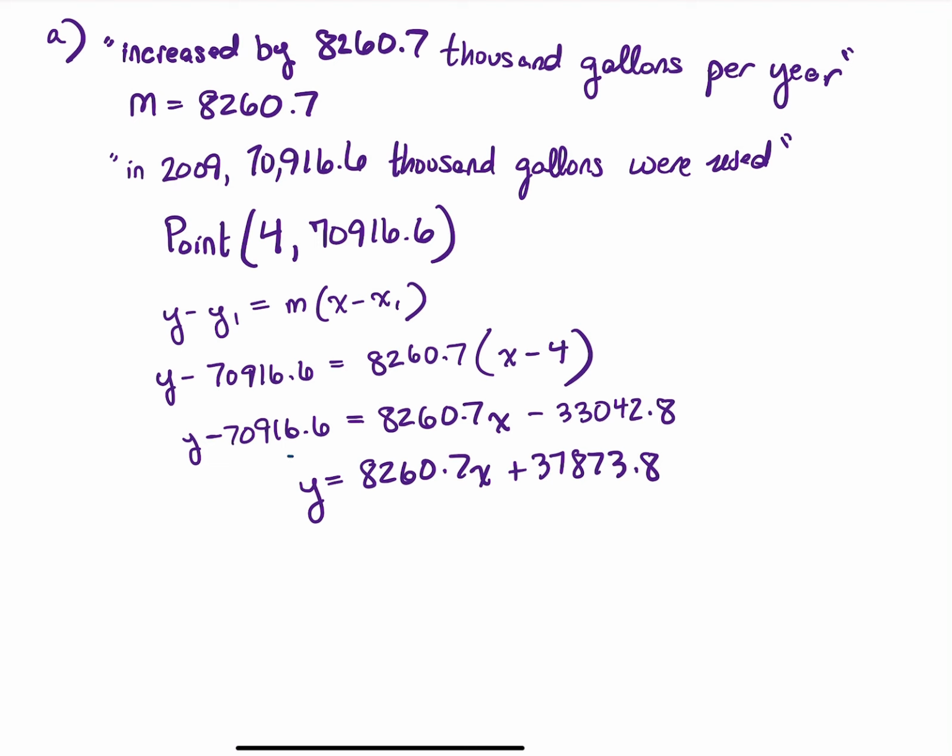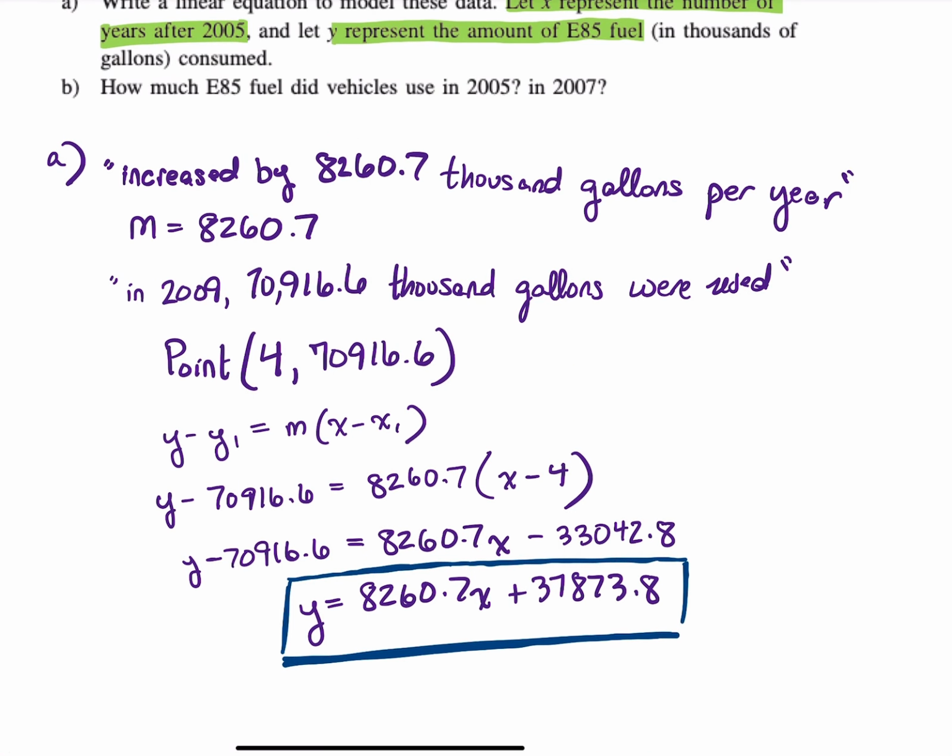So that's the equation of a line that will now model this situation that we have, this increase of gas consumption per year. Now we can plug in any x value, where x is some number of years after 2005, and get at least an estimate for how much gas will be produced in that year. So that's what part B asks us to do. It says how much did they use in 2005 and how much was used in 2007. So let's look at those two.